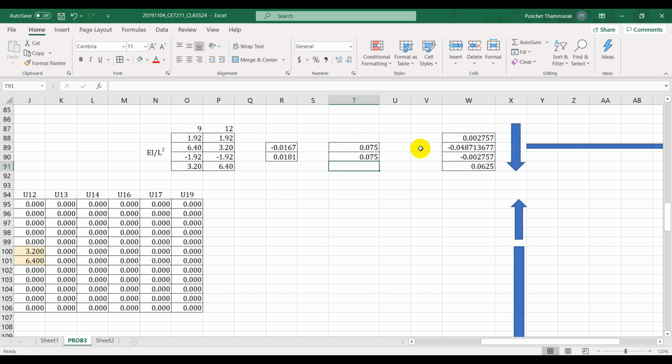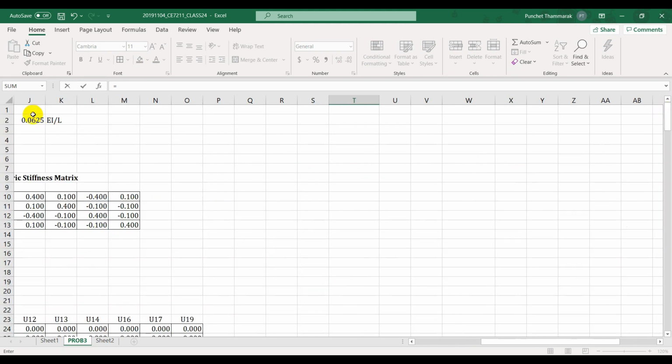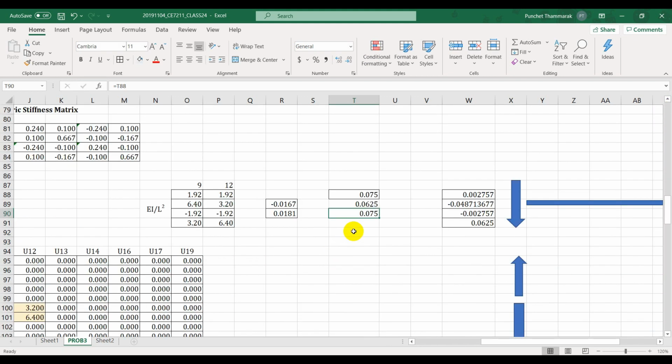So we have this part multiplied, and we have this part which was supposed to be actually like this. Okay. And the fixed end reactions for the moment, we can just take it here. And this is equal to minus of this one. So this is the fixed end reactions.